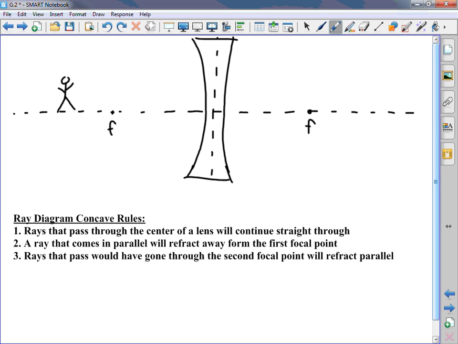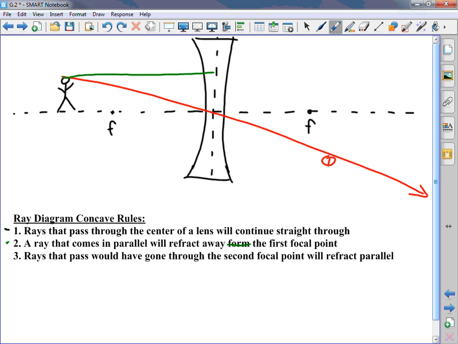Rays that pass through, here I am on number 1, rays that pass through the center of the lens will continue straight through. And that is the only thing that will always be the same. So let's draw a ray going straight through. It's going to keep on going. Number one. Number two, a ray that comes in parallel will refract away, and that should be not from, but away from the first focal point. So a ray that comes in parallel will refract away from the first focal point over here, not down through the second, okay? But refract away from the first one.